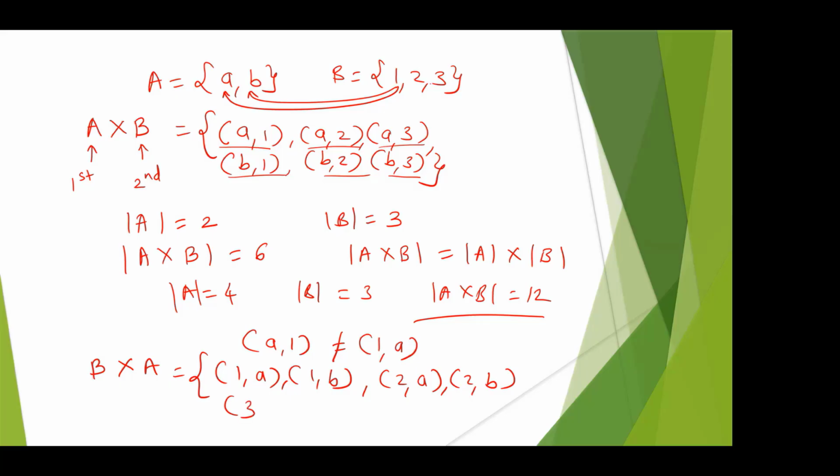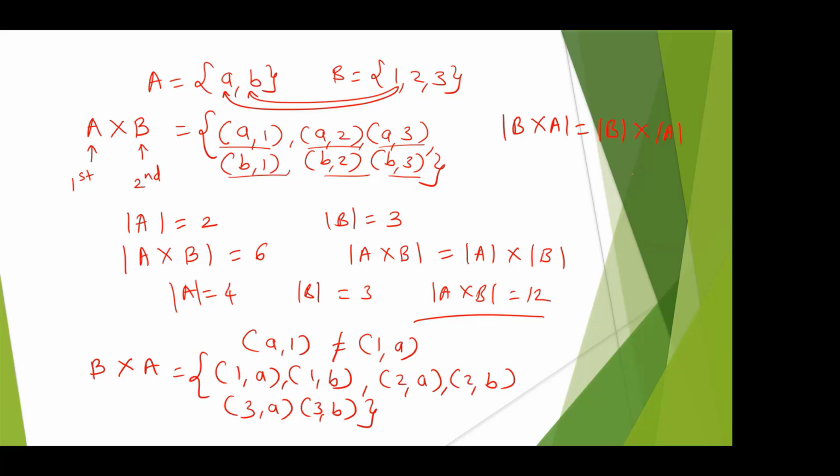Then I can also have 3A and 3B. So similar to a Cartesian product, here also the number of expected elements will be 6, because if we write an equation, B Cartesian product A cardinality will be cardinality of B multiplied by cardinality of A. And since multiplication is commutative, the number of elements is going to be the same.